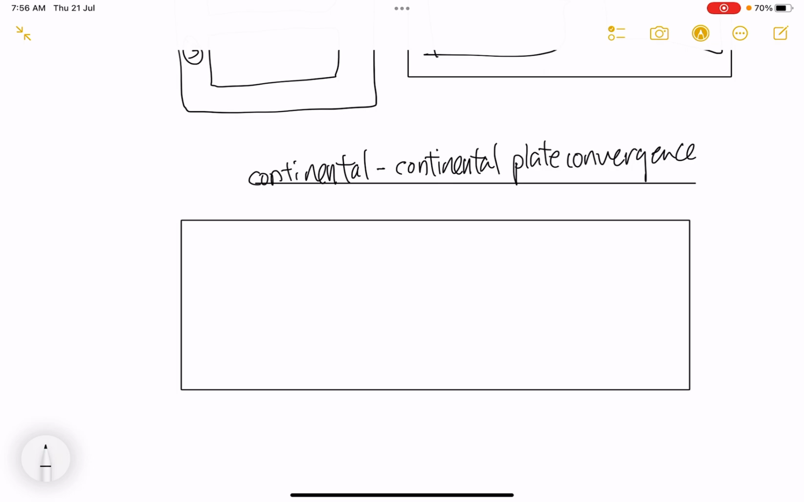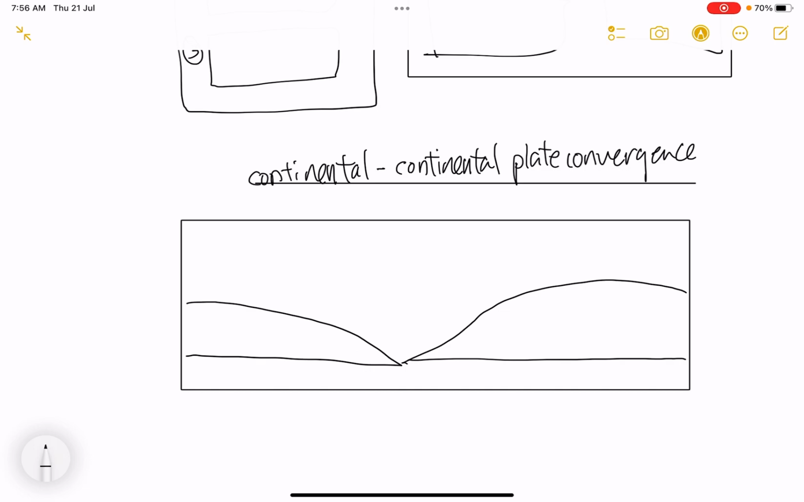First box, first process. What are we going to do? We're going to look at continental, right? So this piece, there's not going to be any subduction. You're going to have 2 continental plates. You're going to show that they are coming together. There are convectional currents in the mantle pushing it together.